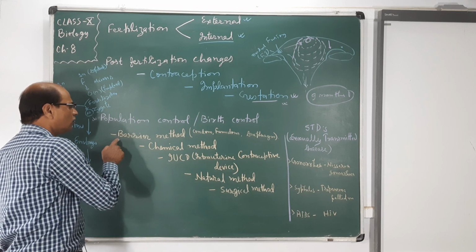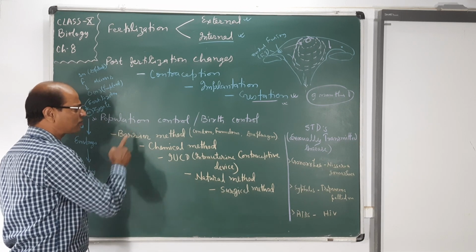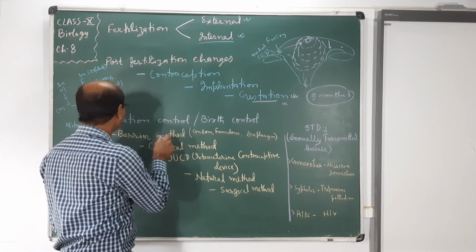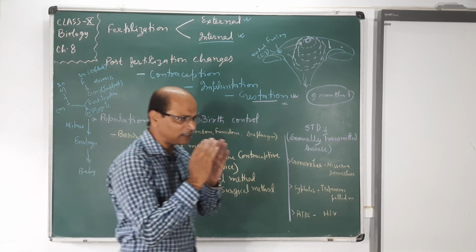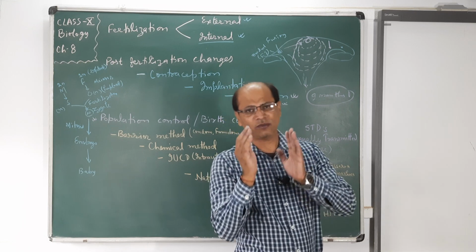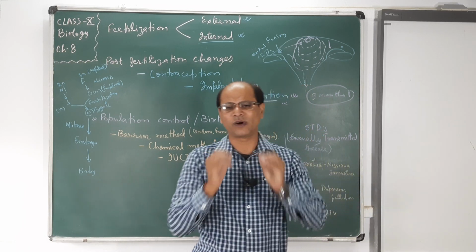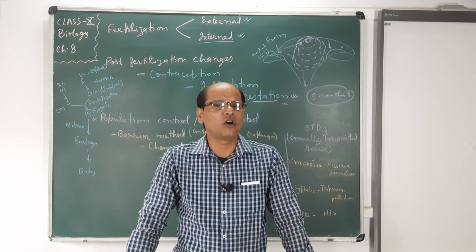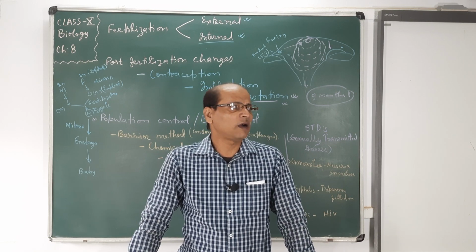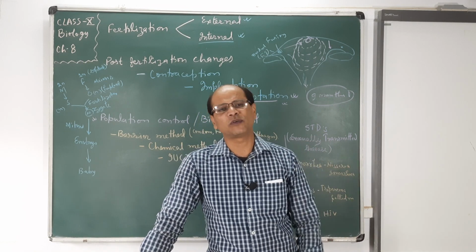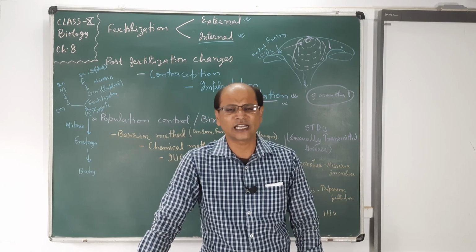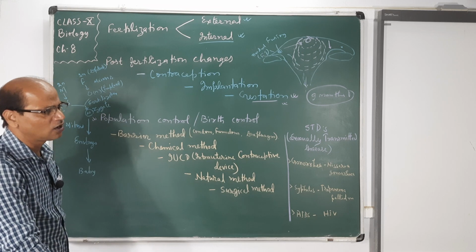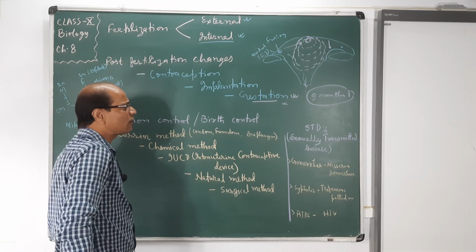So see, the methods of population control are as follows: the barrier method, which is the method in which we prevent the fusion of sperm and ovum. So we cannot allow the sperm to meet the ovum. This is the way by which we can control the population. If they do not meet, the zygote is not formed, and then there is no possibility of gestation or pregnancy. So this is the way.